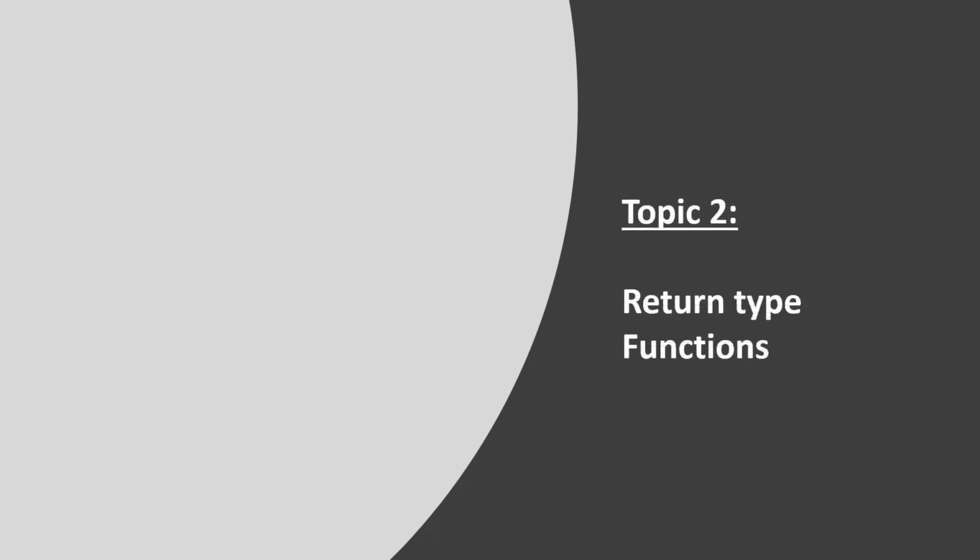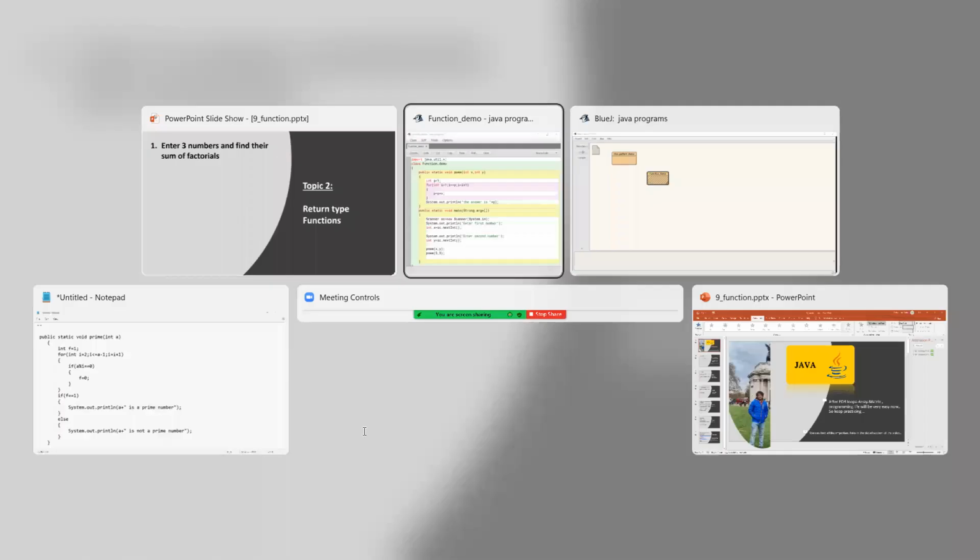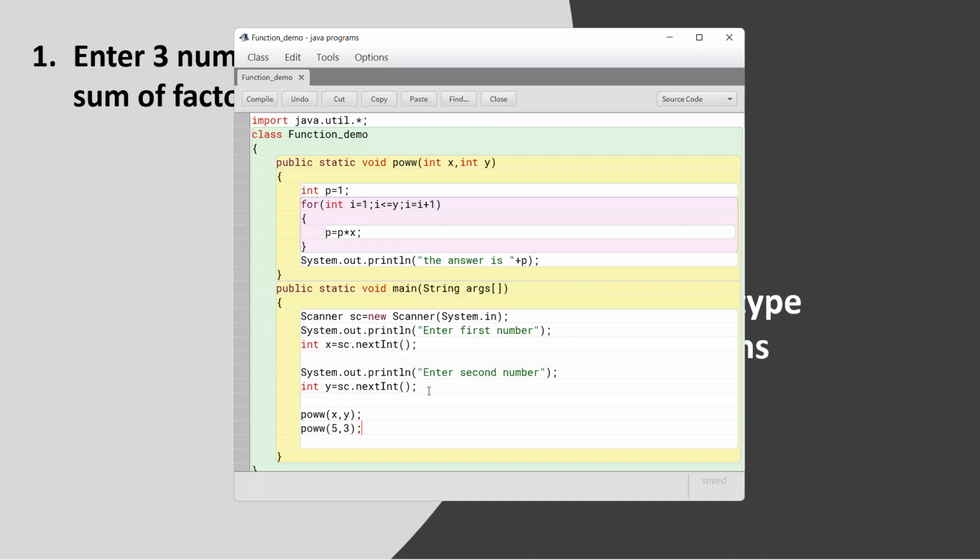Okay, so if I go to topic 2, we need to know what a return type function is. So what is a return type function? Suppose anyone is asking: enter three numbers and find the sum of their factorials. We have already faced factorials, but now if someone is asking for the sum of their factorials, how do we do that? We have already done that program.